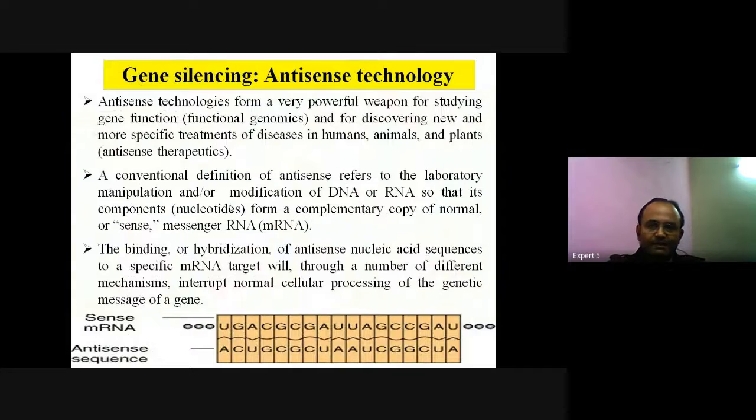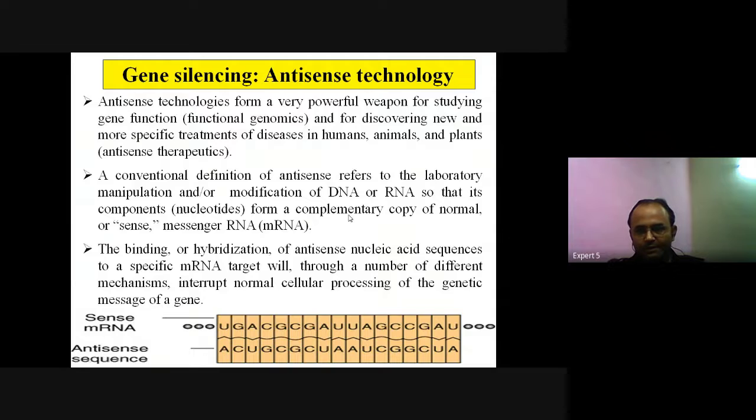Next one is the gene silencing phenomena. Just here is the antisense technology. Antisense technology is a powerful weapon for studying gene functions and for discovering new and more specific treatments of disease in humans, animals, and plant systems. Generally, in traditional definitions, antisense refers to the laboratory manipulation or modification of DNA or RNA so that its component forms a complementary copy of normal or sense messenger RNA.